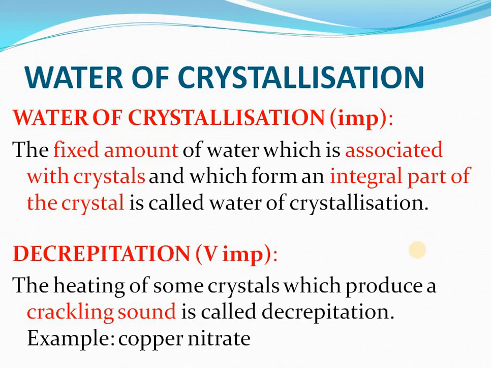Please do remember that. Water of crystallization: fixed amount, a very very important word we should write, which is associated. Associated means it's having bonded, and which forms an integral part of the crystal. So these 3 points you should write in your definition. So a fixed amount of water which is associated with crystals and which forms an integral part of the crystal is called water of crystallization. And the second definition is decrepitation.